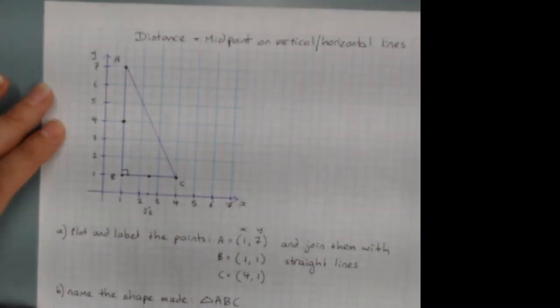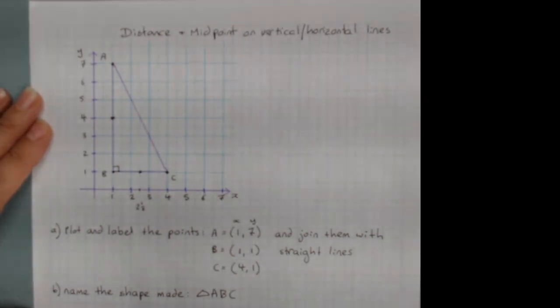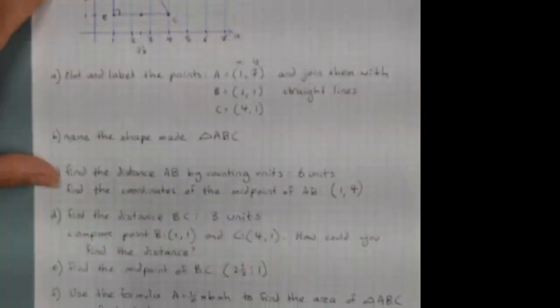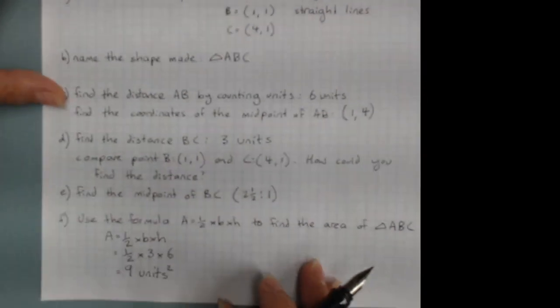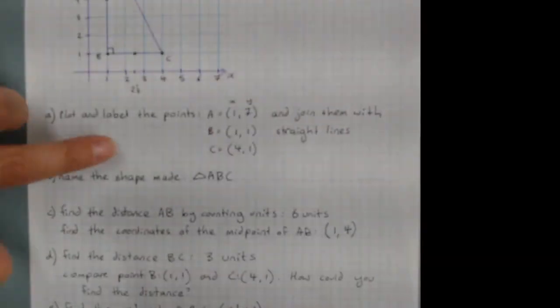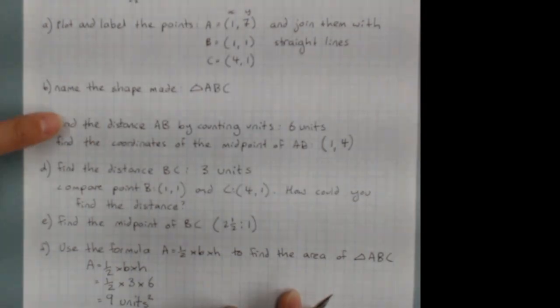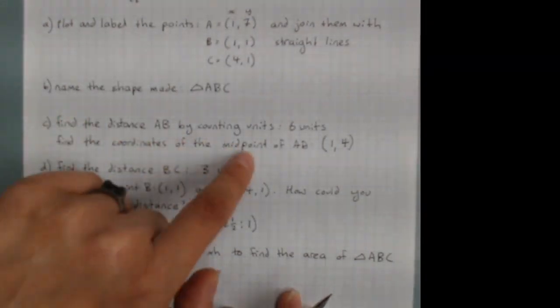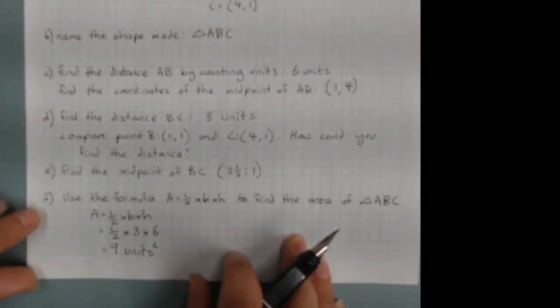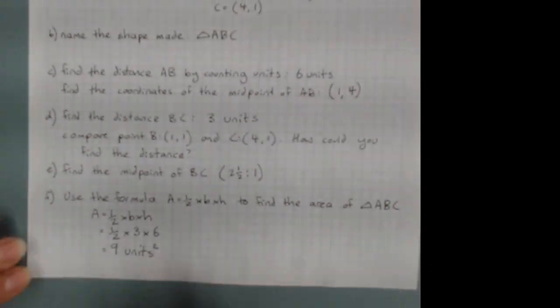Now there's a couple of things that we can't easily find here, and we might have a chat about those in questions in class. But you've remembered how to plot points, how to name a triangle, how to find the distance between vertical or horizontal points, and what the midpoint is. We've remembered the area formula of a triangle.